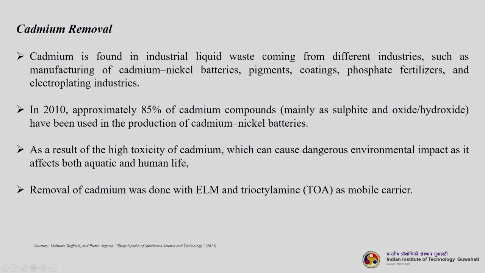Cadmium is found in industrial liquid coming from different industries such as manufacturing of cadmium nickel batteries, pigments, coatings, phosphate fertilizers and electroplating industries. In 2010, approximately 85% of cadmium compounds, mainly sulphide, oxide and hydroxide, were used in the production of cadmium nickel batteries. As a result of the high toxicity of cadmium, which can cause dangerous environmental impact as it affects both aquatic as well as human life, removal of cadmium was done with ELM, and TOA, that is trioctylamine, was used as the mobile carrier.